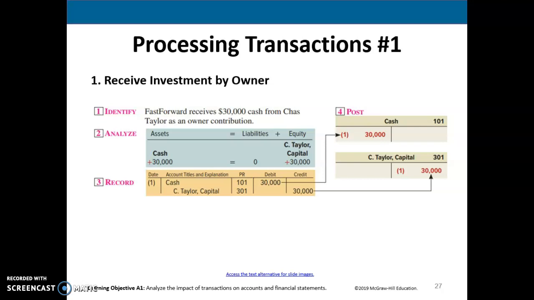We're going to post the information in the journal to the general ledger, and we're going to use a T account to accomplish this. So that's what you see over here to the right. You see T accounts, just again for illustration purposes to show what we're doing. So we're posting that debit to the left side, the credit to the right side.